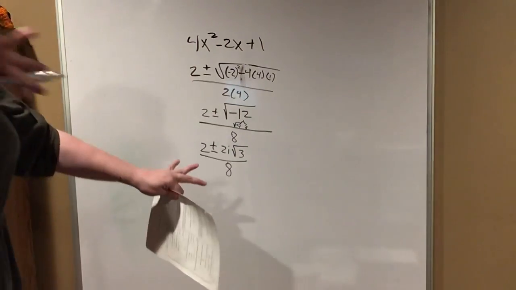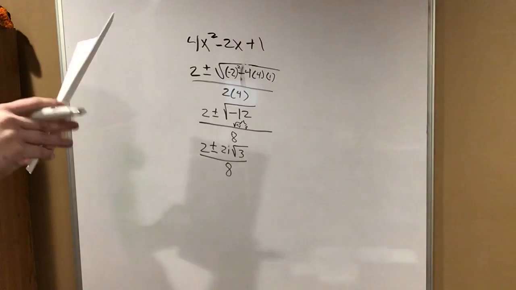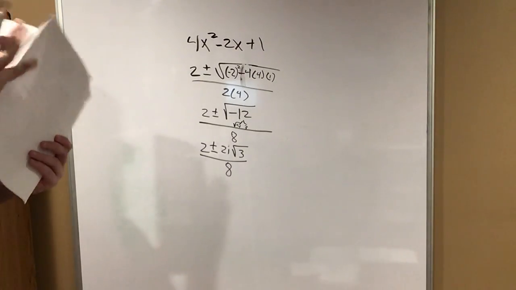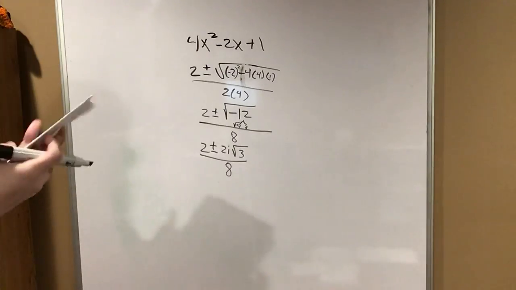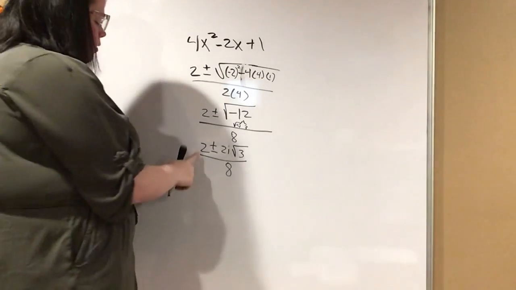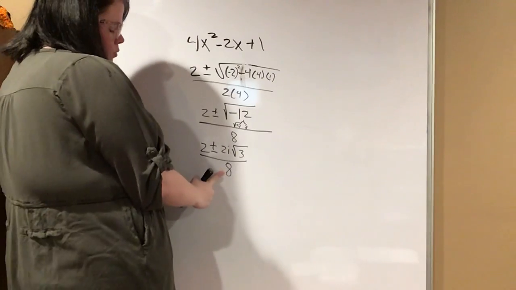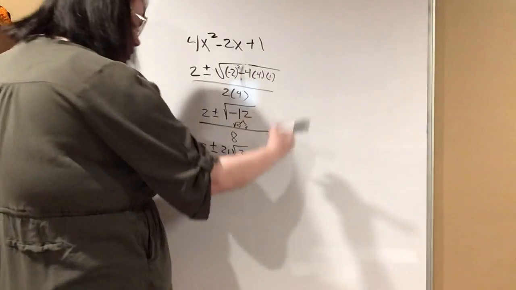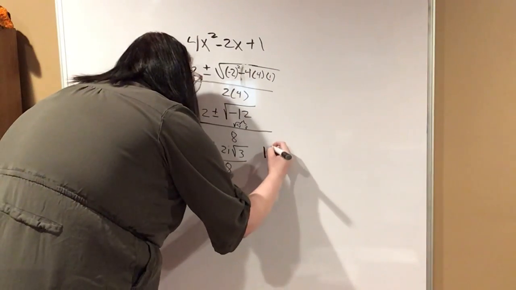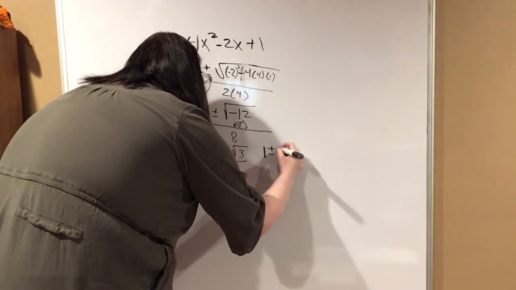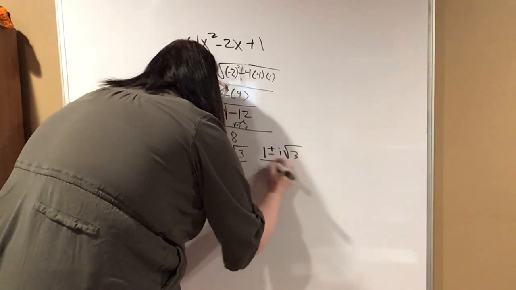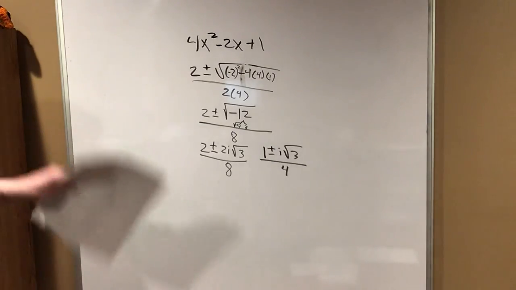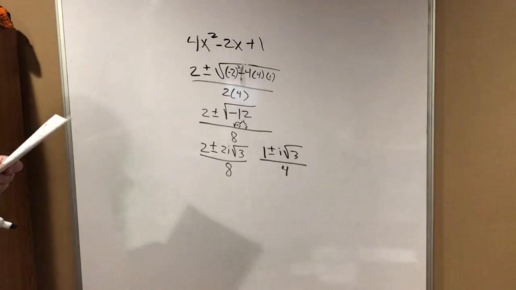Well, we can simplify both of these. So let's simplify these. Well, 2 over 8 is 1 over 4. So our actual answer to this one is 1 plus or minus i square root 3 over 4. So we have two answers with an i in it using the quadratic.